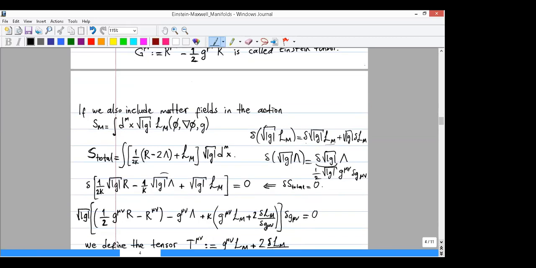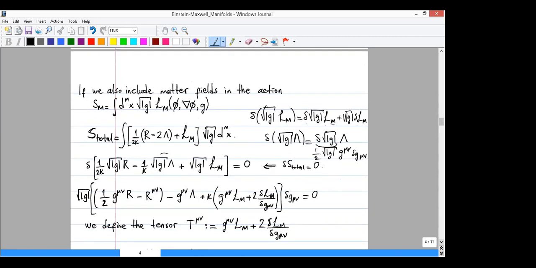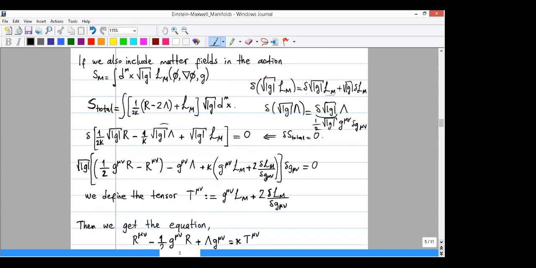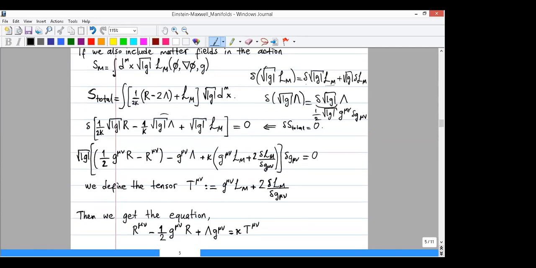Now, if you also include matter fields in the action and also the cosmological constant, what will happen? Here, by matter fields, we mean you have a scalar phi, its covariant derivative, and the metric, it depends on all these terms. Again, this is a Lagrangian, and this is the action for the matter fields. So for the total action, which includes the Ricci scalar, the cosmological constant, and the matter part, we can write them in one action like this.